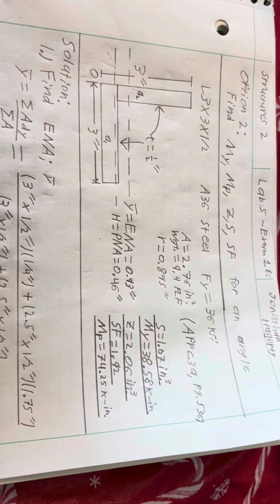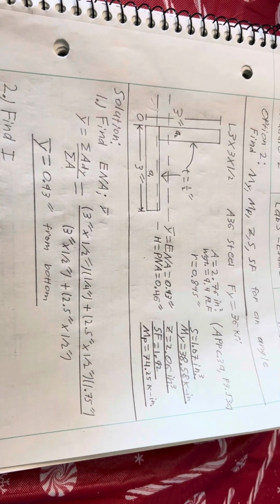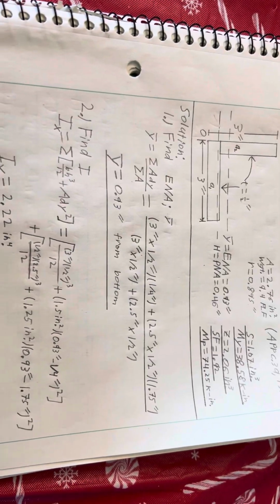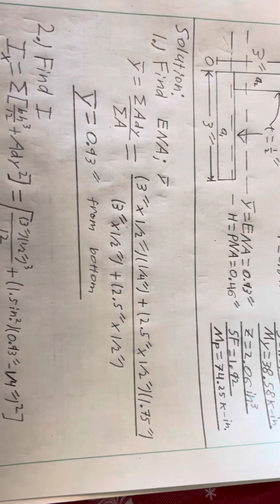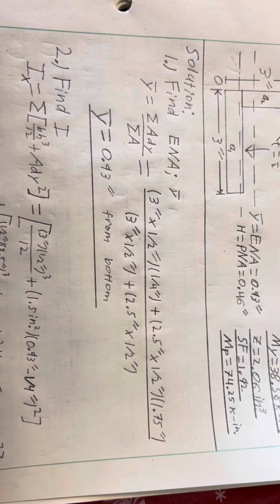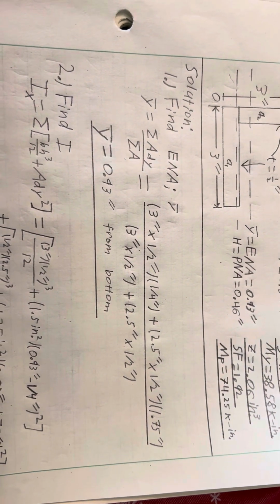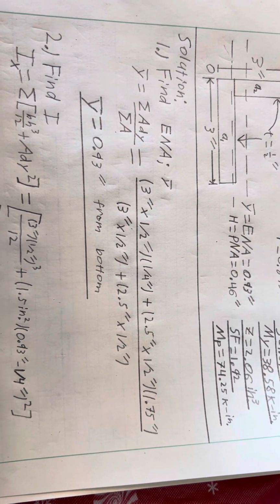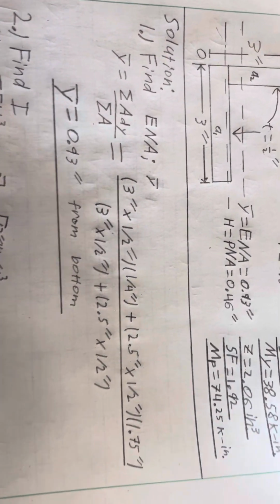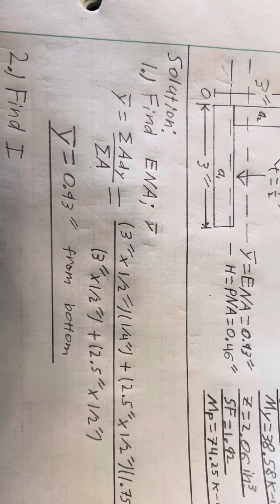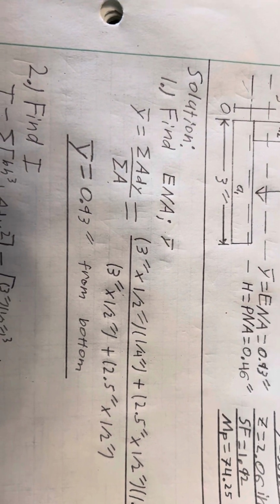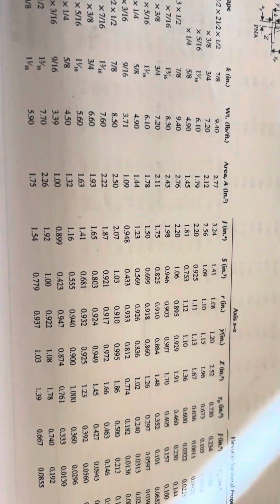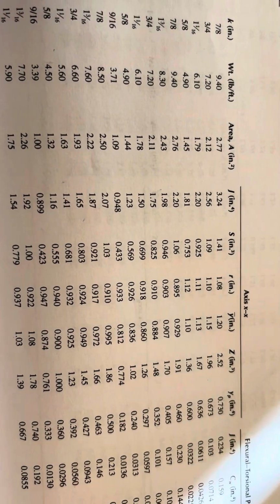However, I'm going to solve this as if it was a built-up section, just so you can see how it's done. So step 1 is finding the elastic neutral axis, or the y-bar. And as you can see, we took the total A dy over the total area, and we get that the y-bar is 0.93 inches from the bottom. And if you look back over here at the table, you'll see that they have 0.929, so we're basically right on the money.